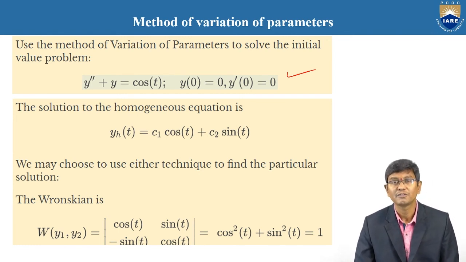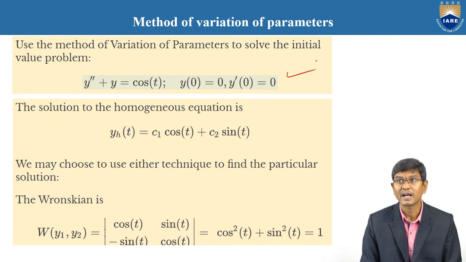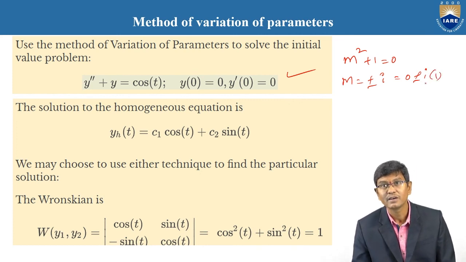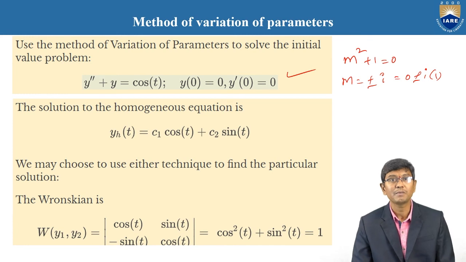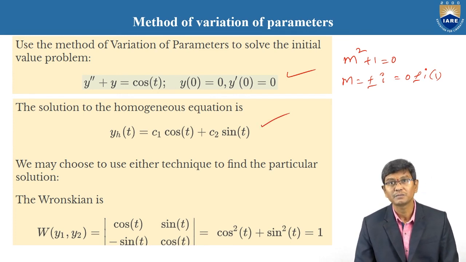Therefore, first we need to find the complementary function. As we know, for the complementary function we need to find the auxiliary equation. The auxiliary equation is D equal to m, that is, m square plus 1 is equal to 0. You obtain m is equal to plus or minus i, that is, 0 plus or minus i into 1, a complex root. Therefore, the complementary function is y of t, because the independent variable is t. Therefore, c1 cos t plus c2 sin t.